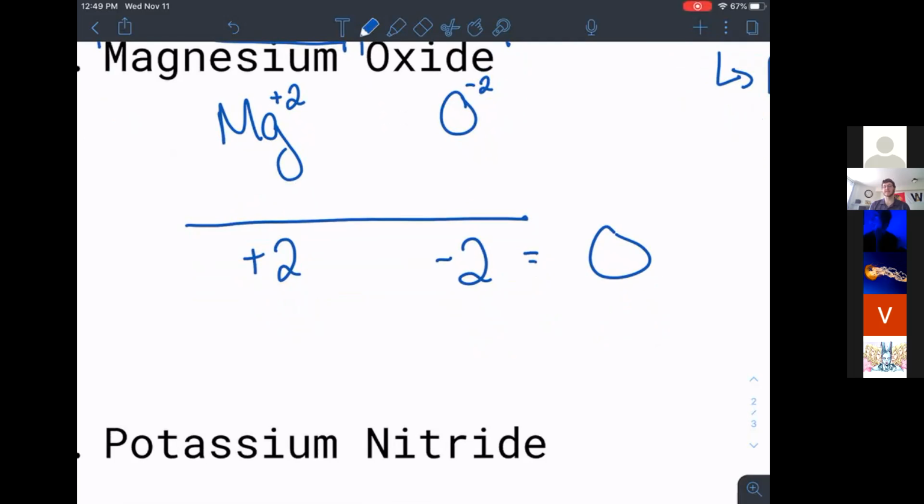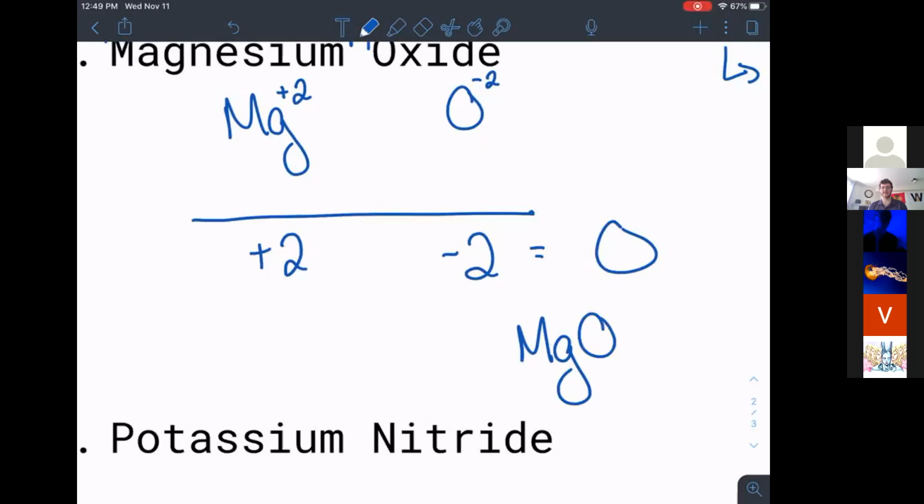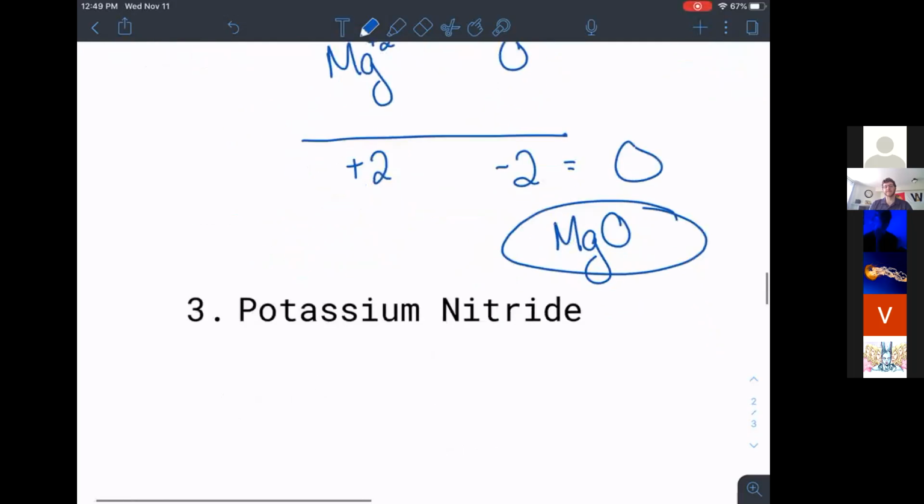How many magnesiums and how many oxygens did I use? 1 of each. So I put 1 magnesium down and 1 oxygen down. Remember, we don't add 1s to the bottom because just writing the letter tells us that there's 1 there. So our formula is going to be MgO. Are there questions on this one? All right, let's try another one.